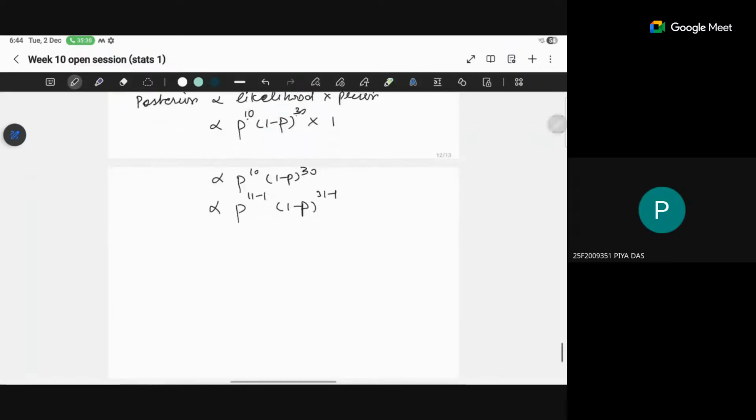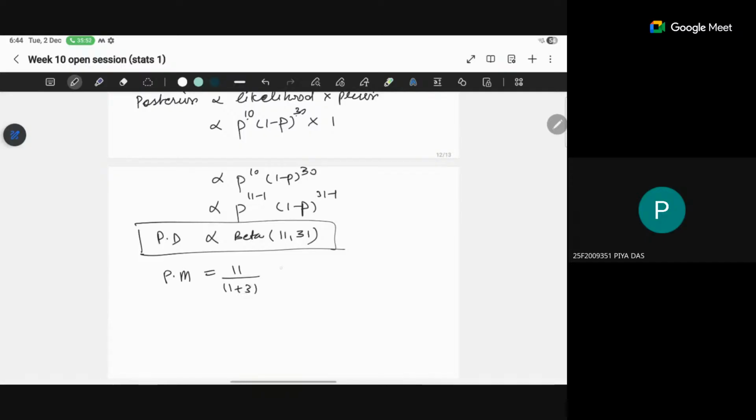Okay. So now can you tell me which distribution it is following? Beta. It is following beta with parameters 11 and 31. So this is my posterior distribution. Now what is my posterior mean? 11 upon 11 plus 31, 11 by 11 plus 31, so 11 by 42. Can I get it in decimal? 0.261. So this is my posterior mean.